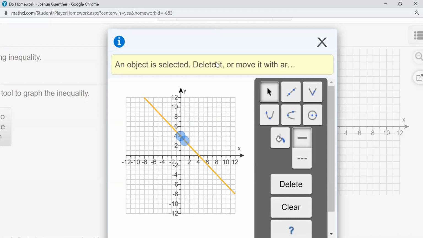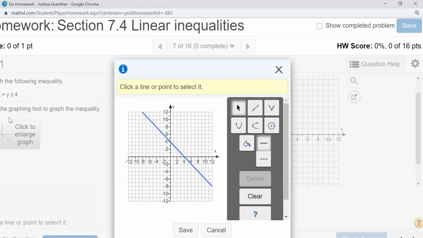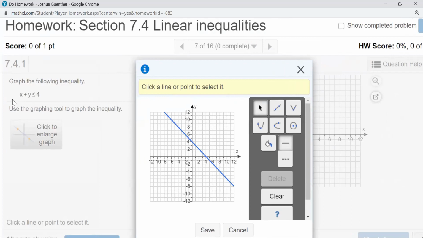Now, if my original inequality had been strictly less than or strictly greater than, I would use a dashed line. I would come over here and make it dashed whenever I selected the line. So I can make it a dashed line this way. But since this is a less than or equal to, it's going to stay that solid line that we originally graphed. So we're good there. But now it's an inequality, so I've got to determine whether I'm shading above the graph or below the graph.